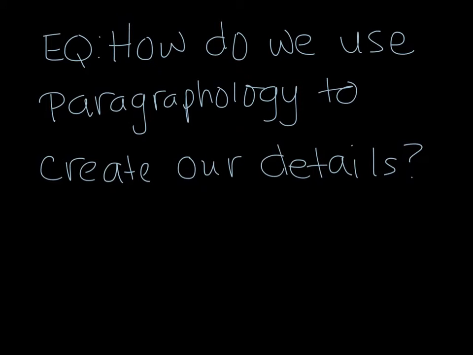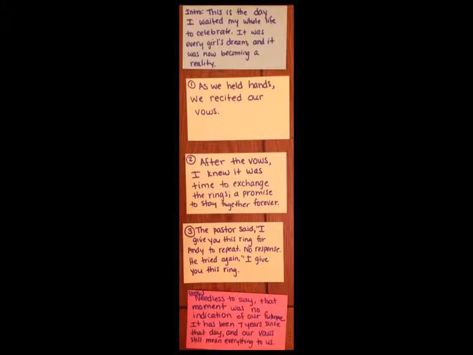Now we're going to look at how we use paragraphology to create our details within our paragraph. Before we start looking at the details we will add to our events, let's review what we have in our paragraph already. Our first index card is the introduction. We have event 1, event 2, event 3, and our conclusion.